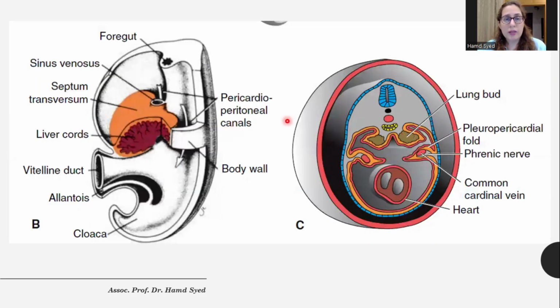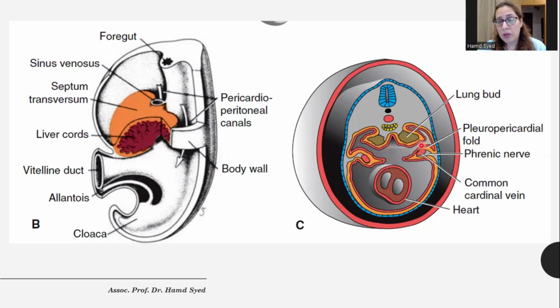Now here we can see, if we take a cross section of the human embryo at this stage of development, then we can see over here on either side, this is the area of the pericardio-peritoneal canals. And here has appeared the pleuropericardial fold. These are the paired folds, and within each lies the phrenic nerve and the common cardinal vein. Now these pleuropericardial folds are going to subdivide this primitive thoracic cavity into this pericardial cavity ventrally, which is surrounding the heart, and the paired pleural cavities dorsally over here.